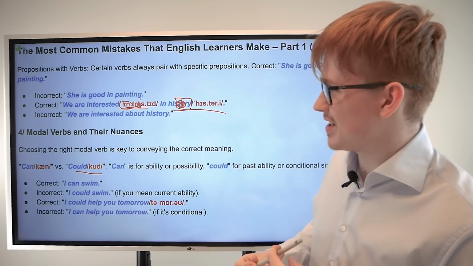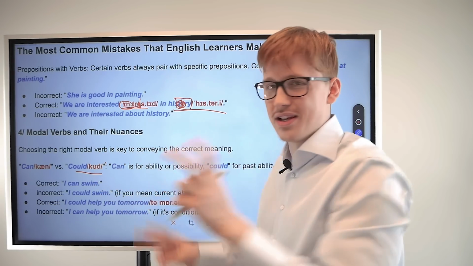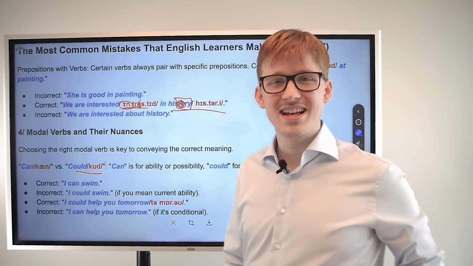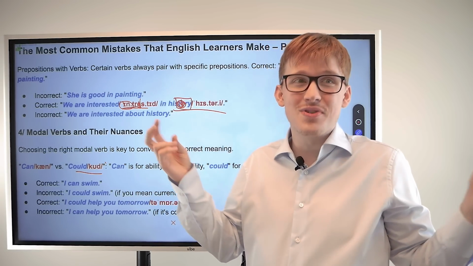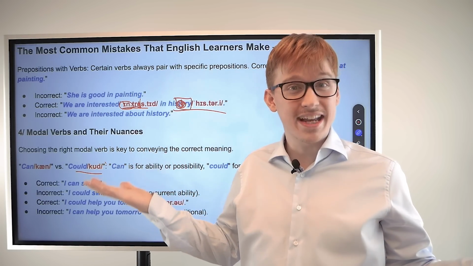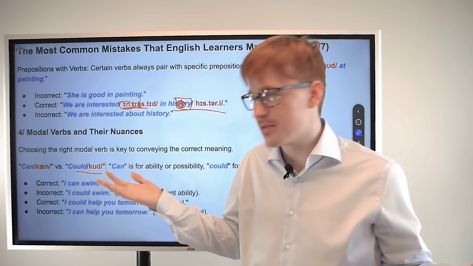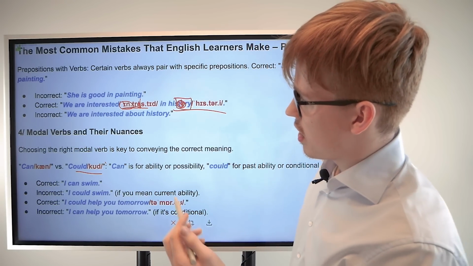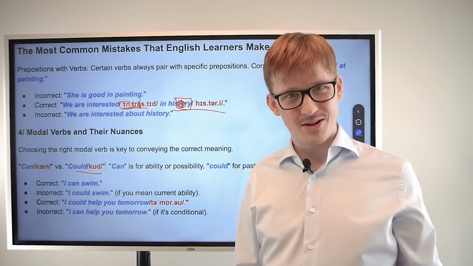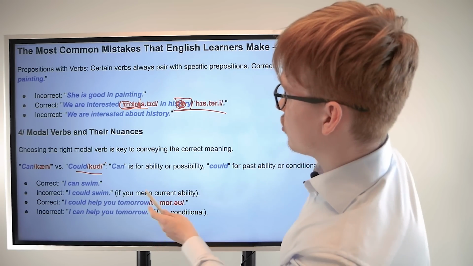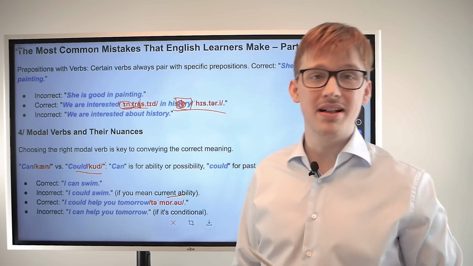So imagine when we see could, we almost have these two little speech marks around it that are saying, I could do that if that was the case, but I'm not saying I will, or I can 100% right now. You see what I mean? Let's have a look at some examples. I can swim is the correct one. The incorrect one is I could swim, if you're talking about current ability.